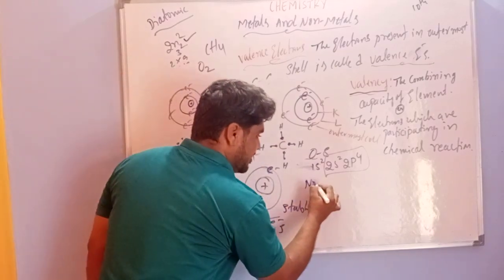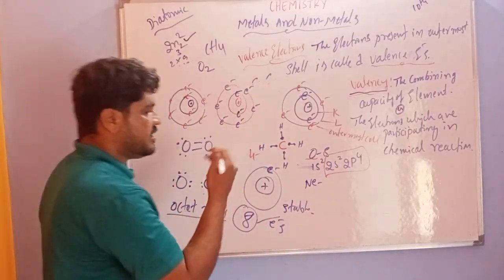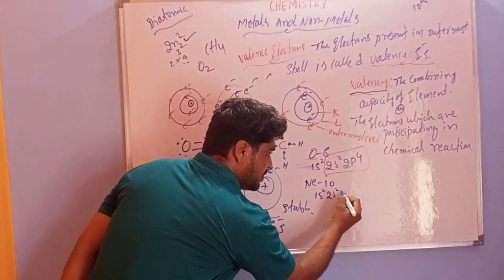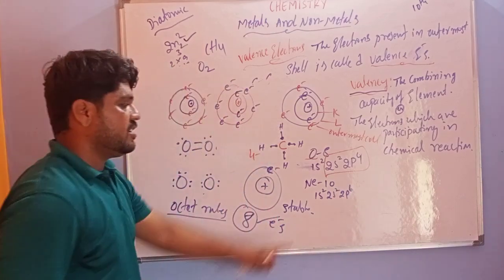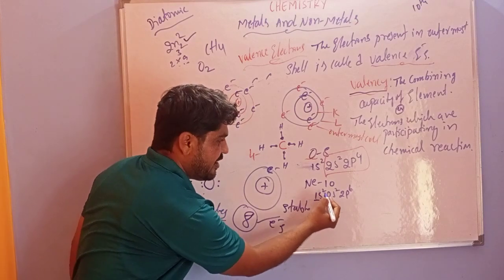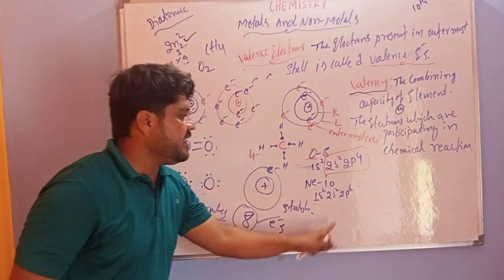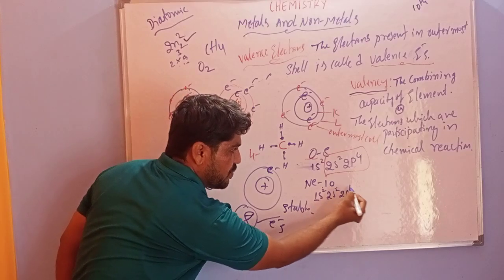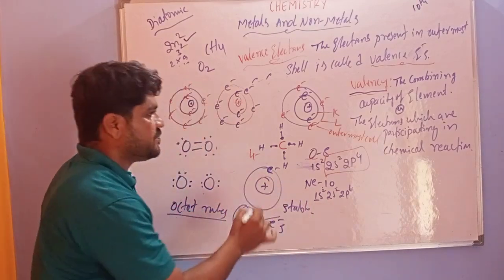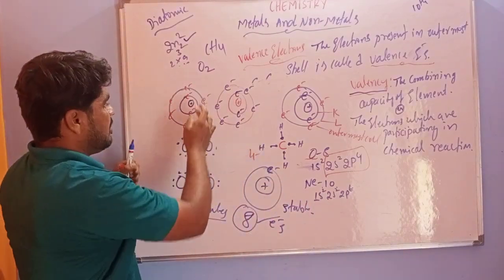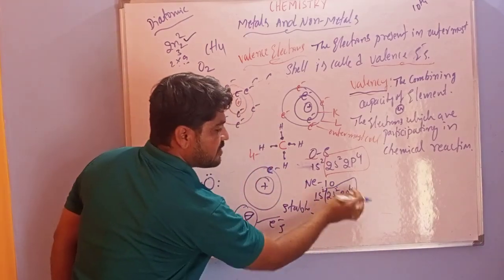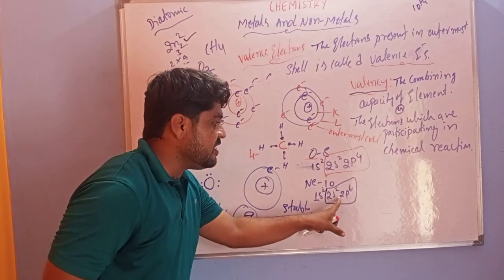For example, I am taking neon. So what is the atomic number of neon? 10. Okay. So the electronic configuration of neon is 1s2, 2s2, 2p6. In the first shell, we can observe 2 electrons. Remaining, in the second shell, we have 2 plus 6, 8 electrons present. That's why the outermost shell of this neon atom contains 8 electrons. That's why this is stable.